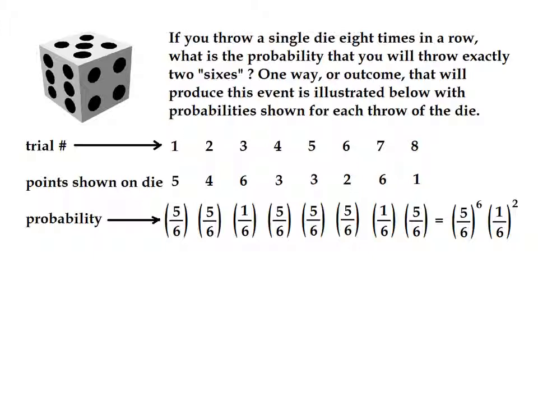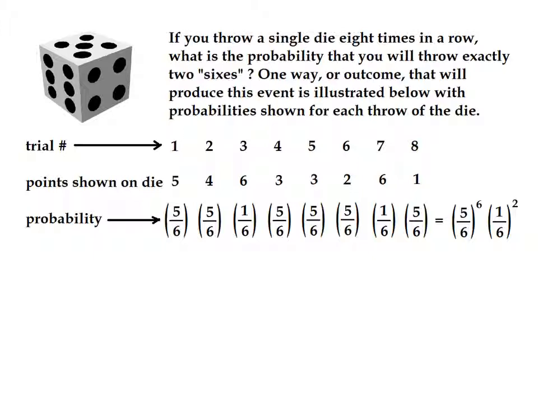Today we're going to look at a hypothetical experimental situation. Suppose that you throw a single die 8 times in a row. You would like to know the probability that you will throw exactly 2 sixes. One way or outcome that will produce this event is illustrated below with the probability shown for each throw of the die.